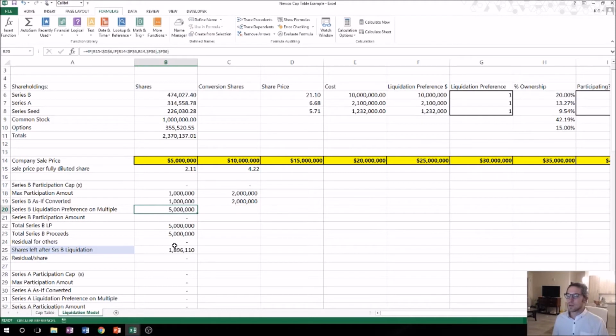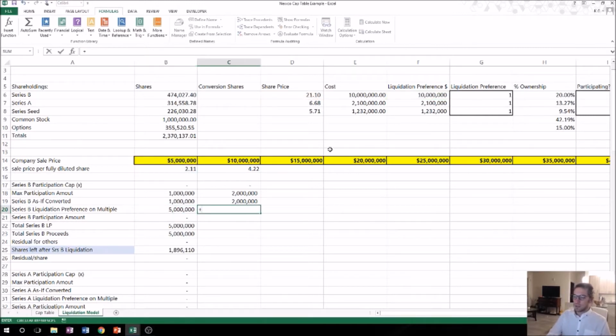Okay. So the Series B liquidation preference multiple. What we're doing here is we're saying if this share price per fully diluted share is less than the share price that was paid, if that's true, then we'll move on to the next test and say if the company's sale price is less than the liquidation preference, then give the shareholder the entire amount of the company's sale price. Otherwise, give them their liquidation preference.